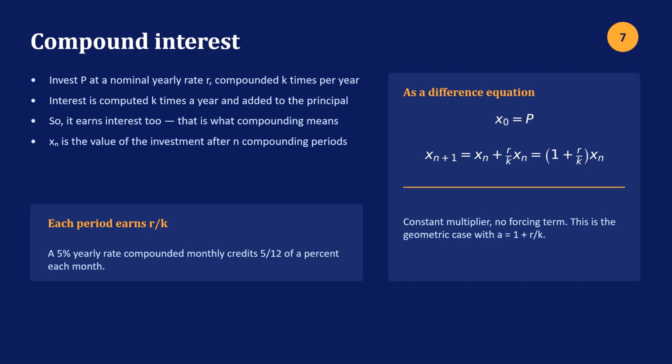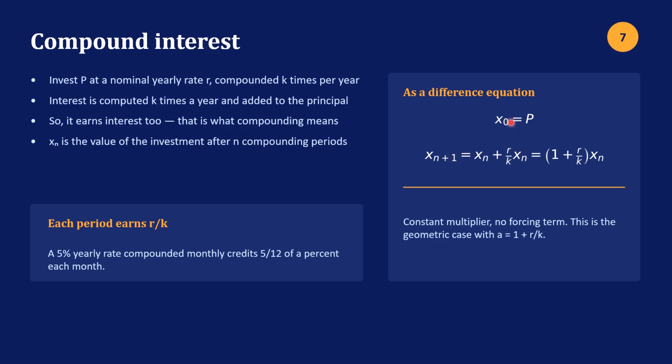Compound interest is a classic example of a geometric distribution. This is how it works. You have an initial investment of p units, dollars, whatever your units are, and then there's a nominal rate of r, and it's compounded k times a year. So you divide the year up into k units, for example, 12 months, and then you divide your rate by k to get how much interest is accrued per period. That's what this is here.